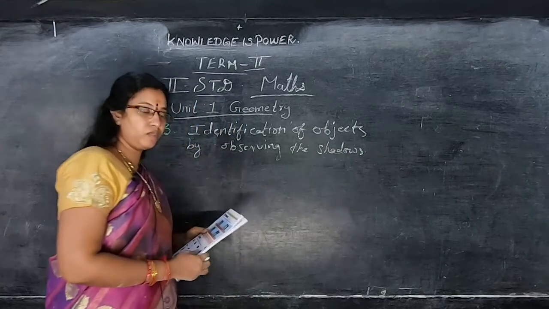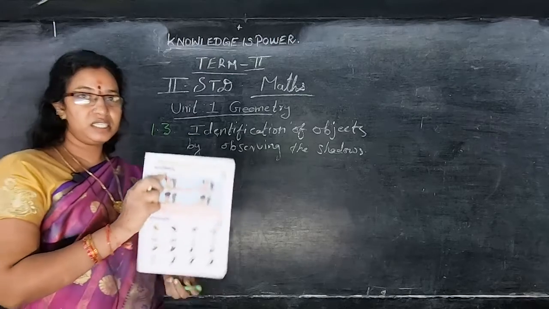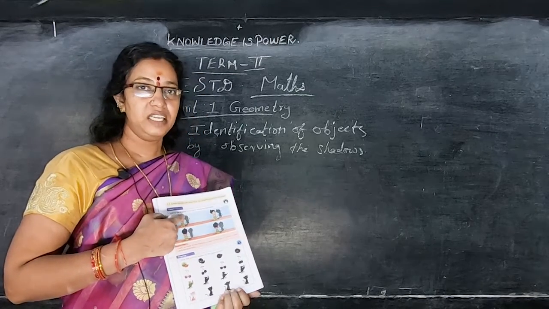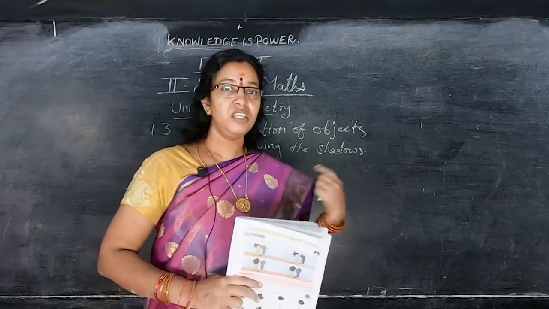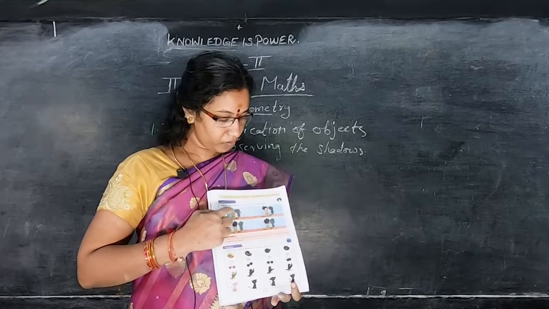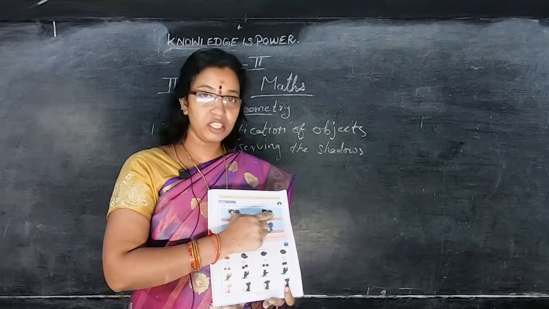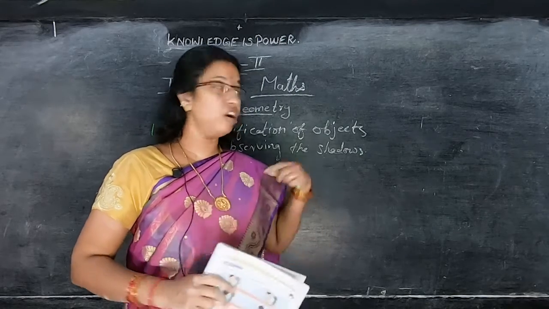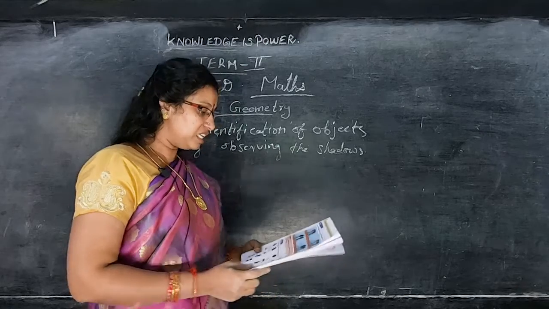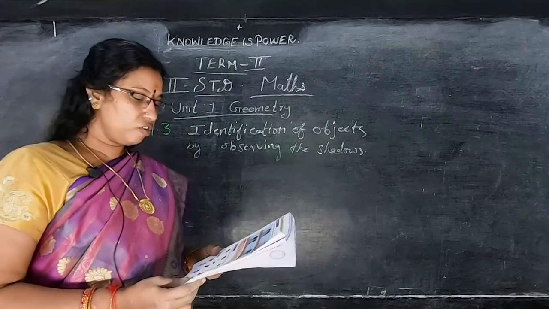See here children, one girl is standing, her shadow is falling on the wall at the back side. If I am standing here, my shadow will fall on the board. See here, the girl is standing, her shadow is falling on the wall. My shadow will fall on the back side on the blackboard. In the same way, circle the correct shadow of the given object.